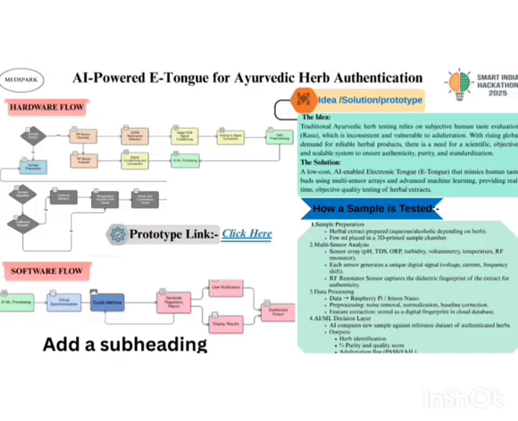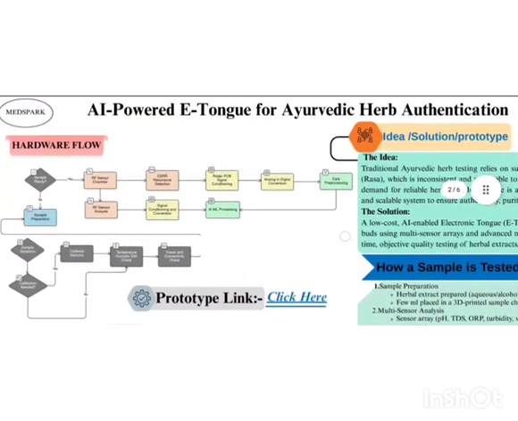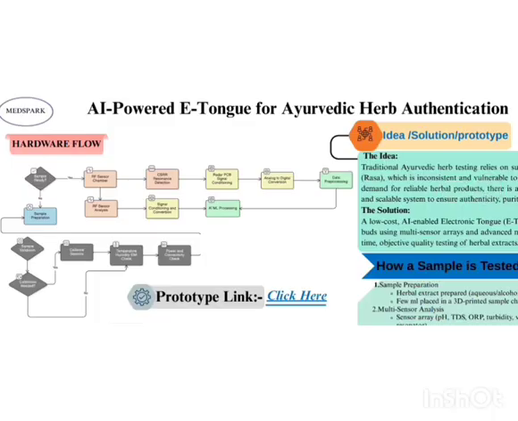Here's the hardware flow and the software flow of our project. Let's understand about that. First, let me explain about the hardware flow. Starting with the sample preparation, the sample is placed in the 3D printed chamber for consistency. Later on, the multi-sensor array. This array consists of different sensors sensing our required parameters. Here we'll have different sensors such as pH, TDS, ORP, turbidity, temperature, voltammetry and RF resonator.